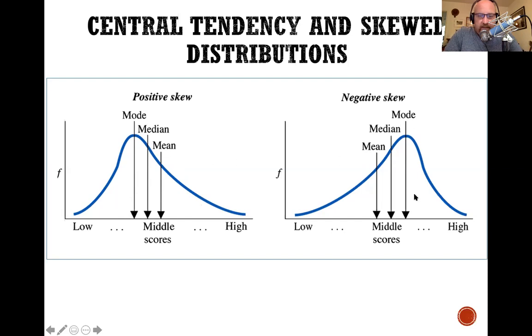And the same thing if it's a negative skew, right? The peak is still the mode. The mean gets affected by the outliers the most, so it gets pulled away from everybody the most. And then the median is left between the two in the middle.